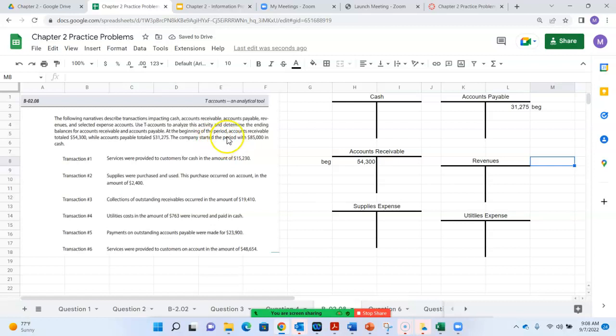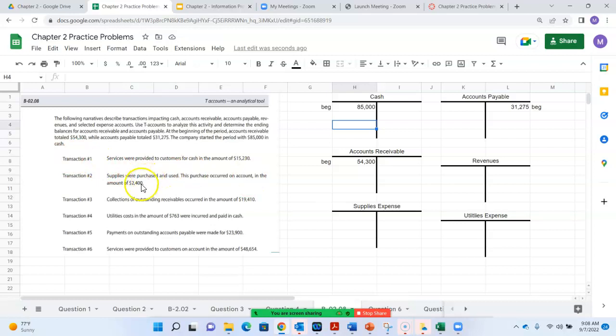And they also tell us the company started the period with $85,000 in cash. Cash is an asset. Assets typically have a debit balance. So $85,000. That's our beginning amount. Put that over here. Okay, so now that we've prepped this, now we're ready to dive in.